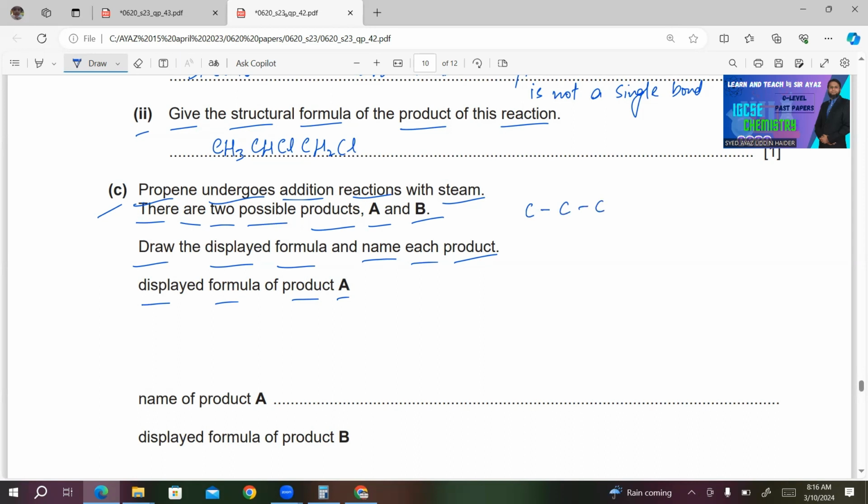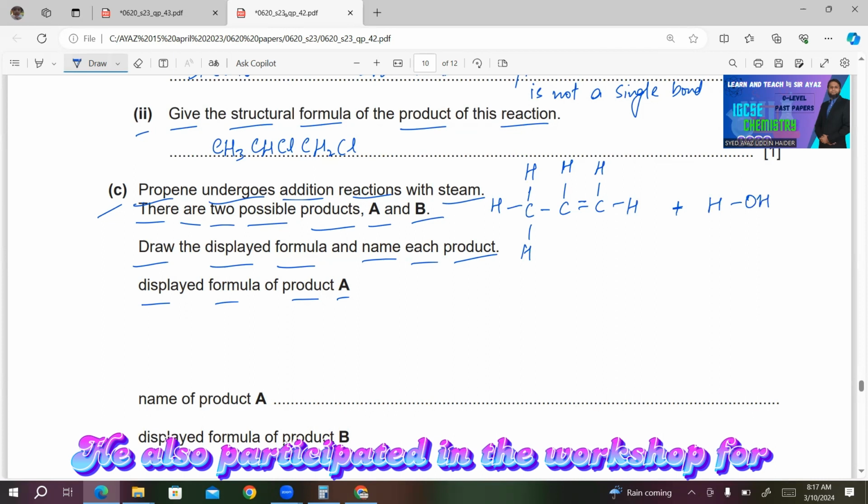I'm placing the double bond on the right hand side. Let's saturate the bonds of the carbon atoms: each carbon needs 4 bonds. Placing the hydrogen atoms, this is the displayed formula of propene. Plus steam. The formula for steam is HOH.